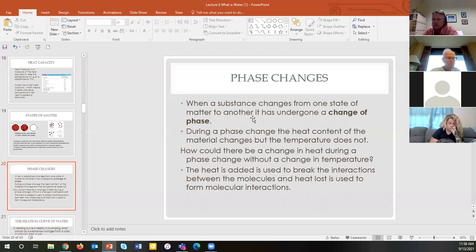Excuse me, I think we're also, or I at least am still seeing the phase changes slide. Is that what you're on? Phase change slide. Which one are you? 20. Which slide number? 20. Okay. Yeah, you're frozen at 20.